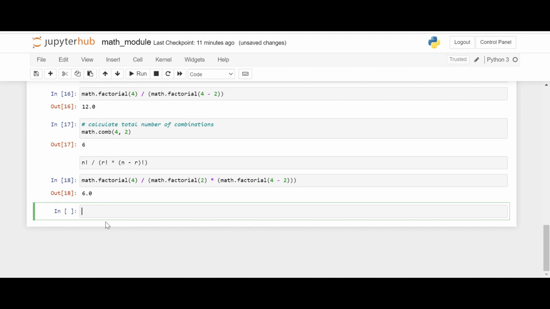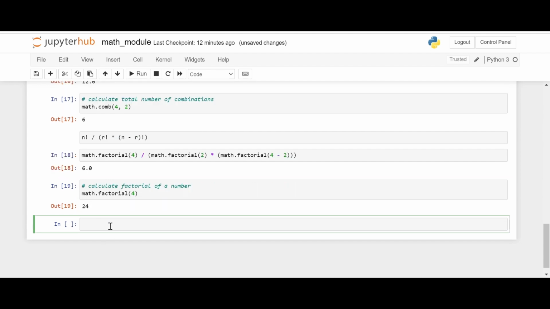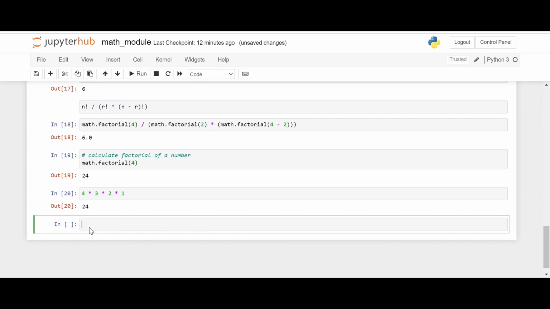Now calculate factorial of a number. Dot factorial 4. So 4 factorial means 4 into 3 all the way up to 1. So we get 24 in this way.